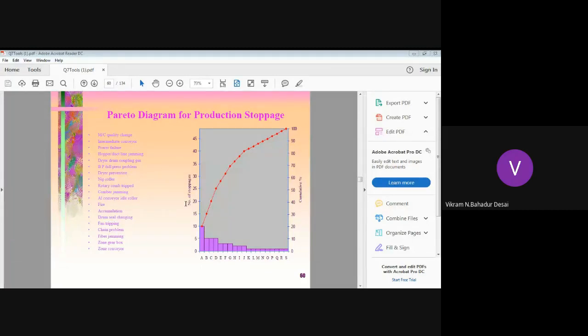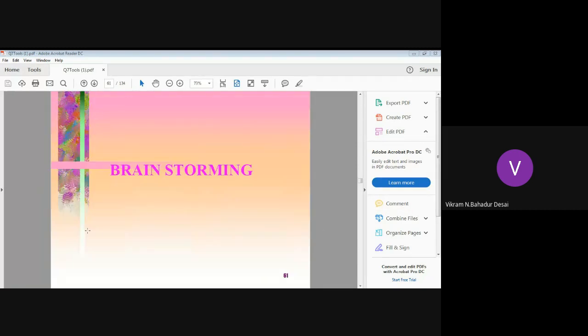So production stoppage, why is production stoppage happening? What are the important causes? Machine quality change, intermediate conveyor, power failure. So many reasons will be there that will be highlighted using the Pareto analysis.